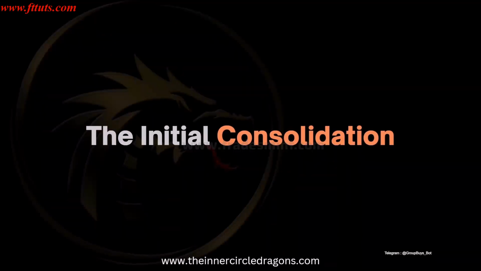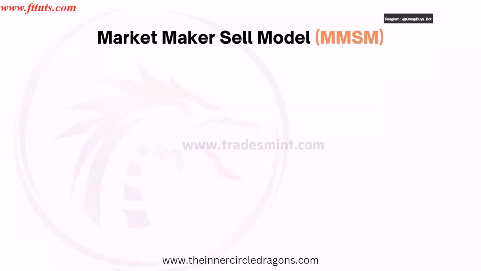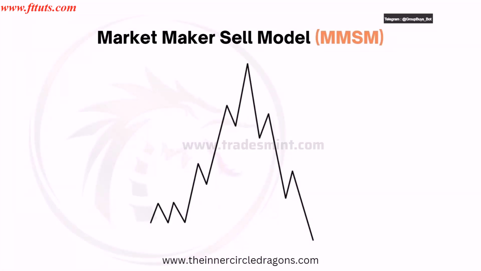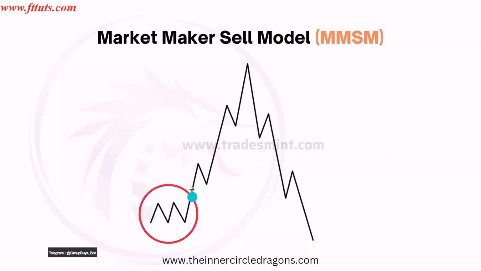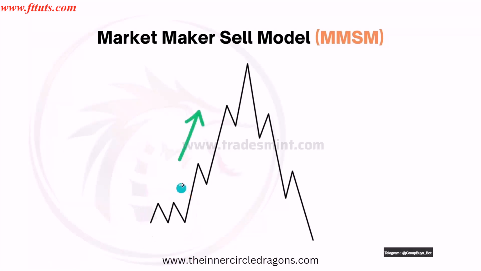So let's talk about the initial consolidation. We have our market maker sell model in front of us. Now this area circled in red is our initial consolidation. In a market maker sell model, we are going higher just to go back lower below the initial consolidation.